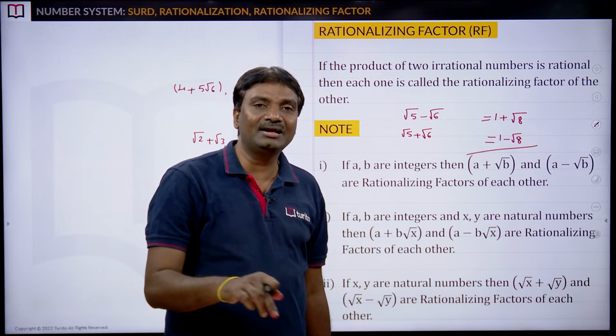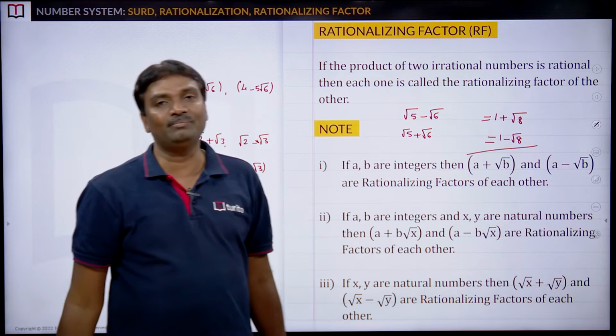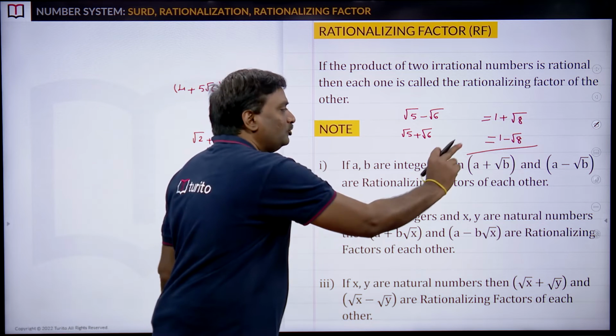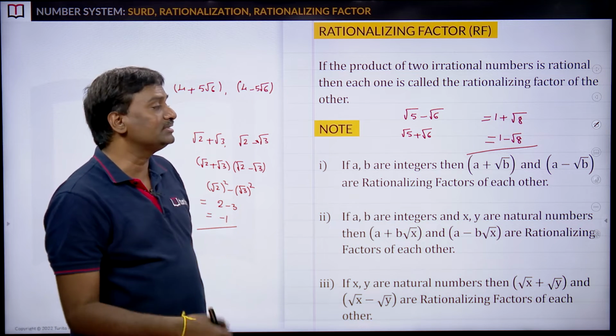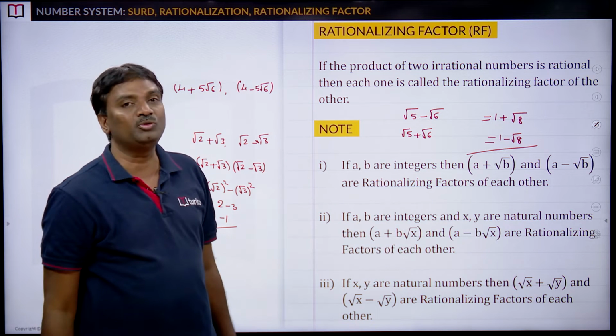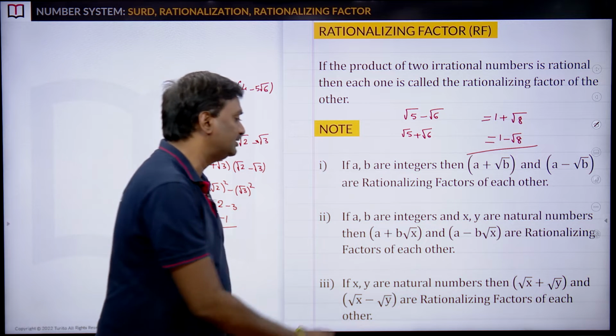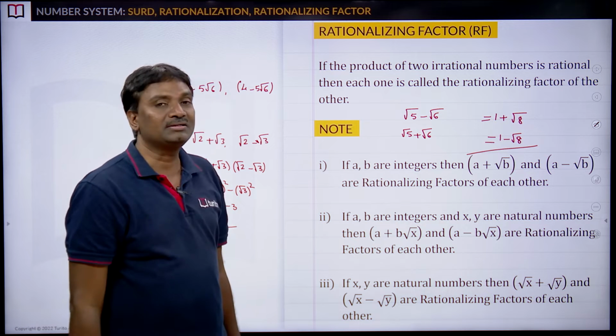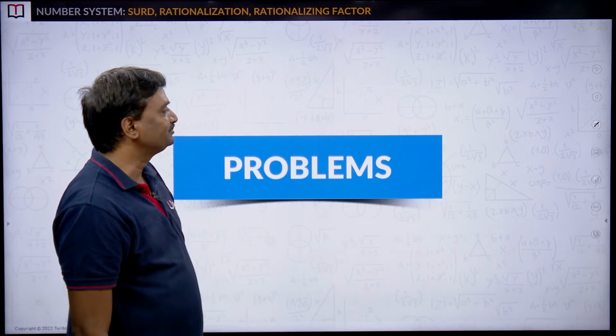If plus is there, take minus. If minus is there, take plus. So, these three formulae are important. A plus root b and a minus root b are rationalizing factors of each other. A plus b root x and a minus b root x are rationalizing factors of each other. Root x plus root 5 and root x minus root 5 are rationalizing factors of each other.